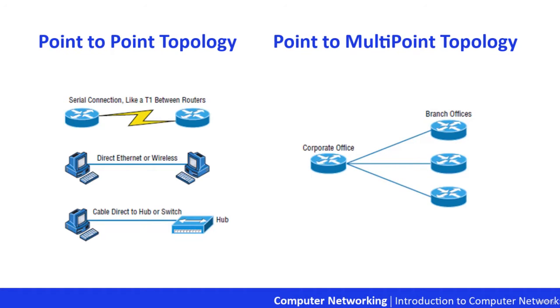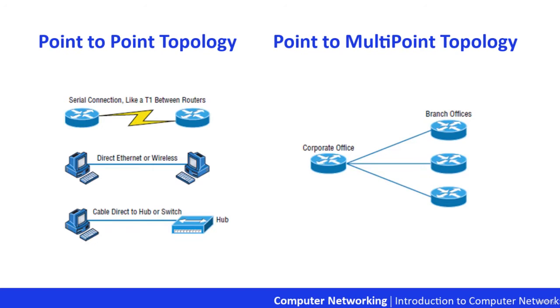Now just focus on the figure that is on the right hand side of the screen, that is the point-to-multipoint topology. Again, as the name suggests, a point-to-multipoint topology consists of a succession of connections between an interface on one router and multiple destination routers. One point of connection to multiple points of connection.